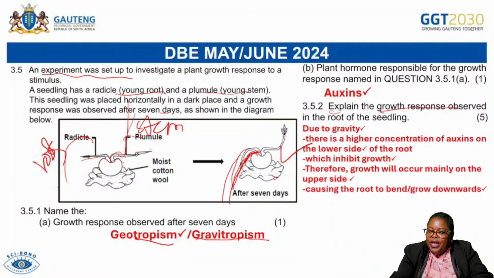And then explain the growth response observed in the root of the seedling, right? So if you are explaining, remember you need to show the cause and the effect. If you are explaining, we need to see the statement. We need to see the reasons also. So explain the growth response observed in the root of the seedling. We've got due to gravity, there is higher concentration of auxin on the lower side of the root, which inhibits growth. Therefore, growth will occur mainly on the upper side, so causing the root to bend or to grow downwards.